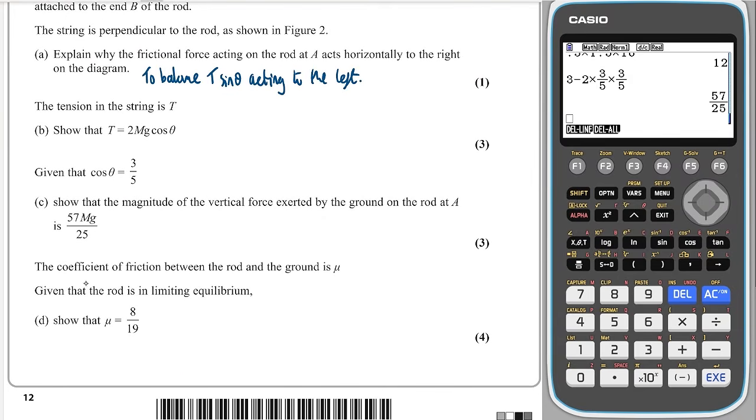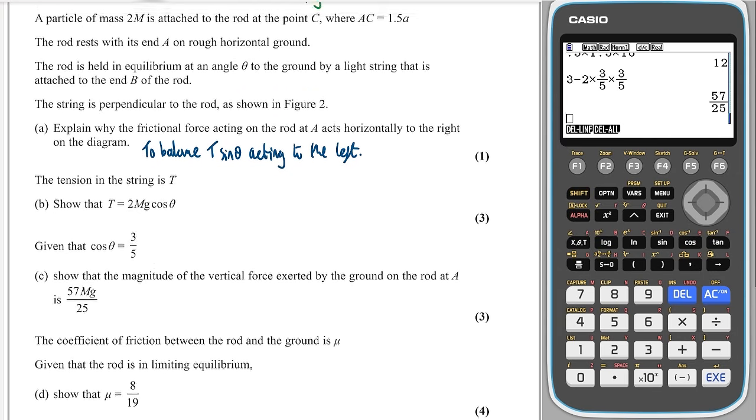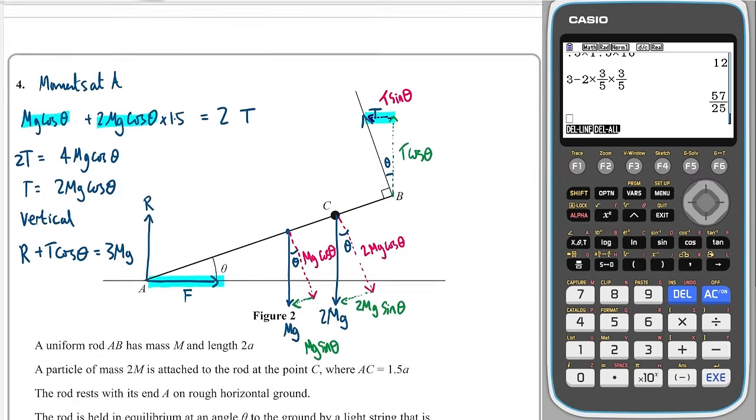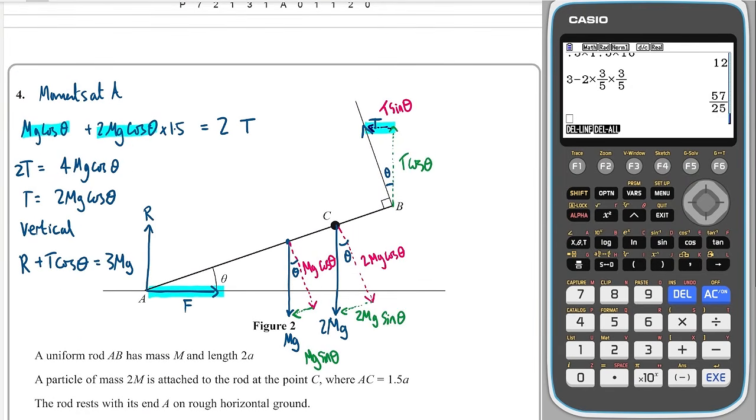And now it's asking us to find the coefficient of friction. So, yep, we can do that. And we are just going to resolve horizontally this time. So we've resolved vertically before. Let's now resolve horizontally. And our force is already highlighted in blue there, nice and conveniently. So friction is equal to T sine theta.